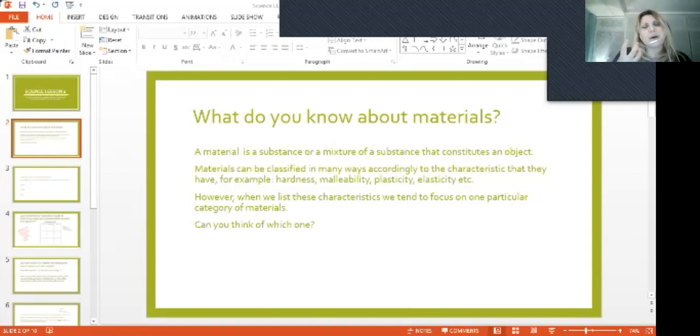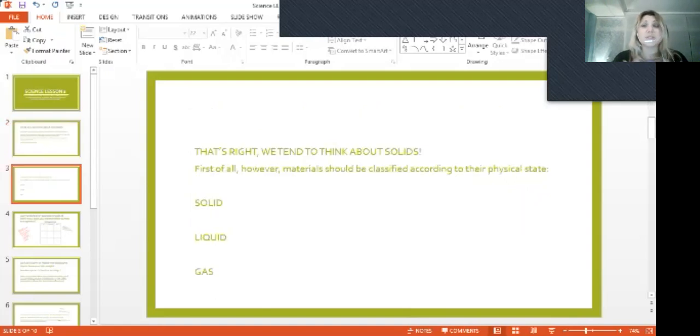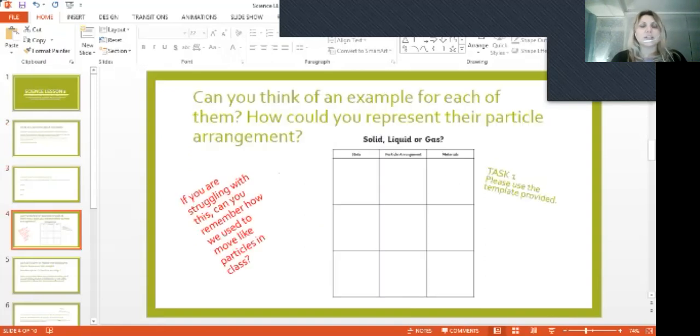However, when we think about materials, somehow we always think of one particular category of materials. Which one? And yes, the answer is that we tend to always think about solids. But materials are not just solids, they can be defined as solid, gas, and liquid according to their physical state. Okay, so we should be able to remember what a solid is, what a liquid is, and what a gas is. So your first task is actually to fill in this template.